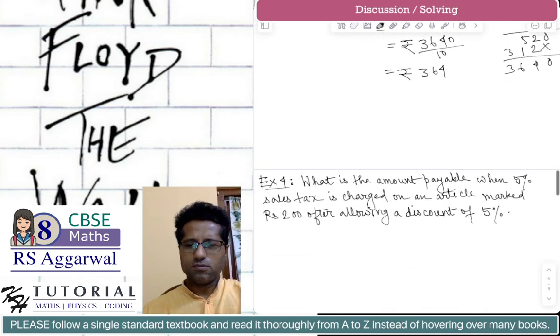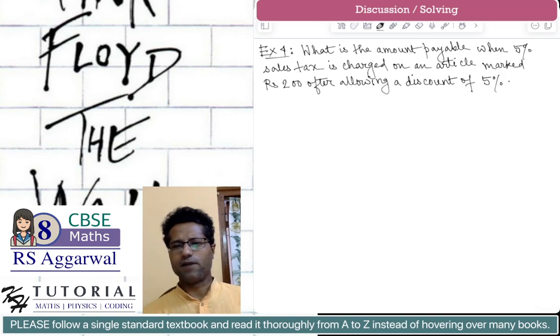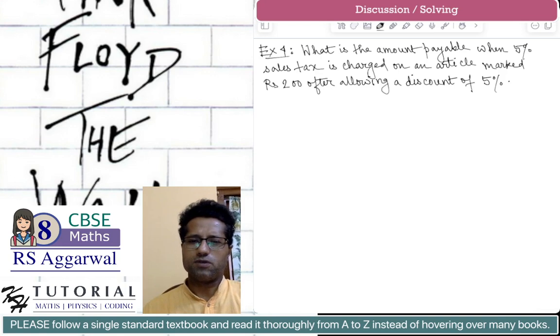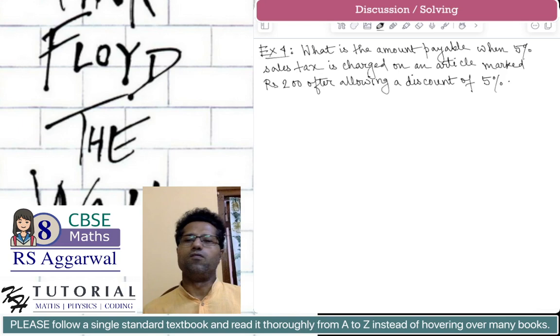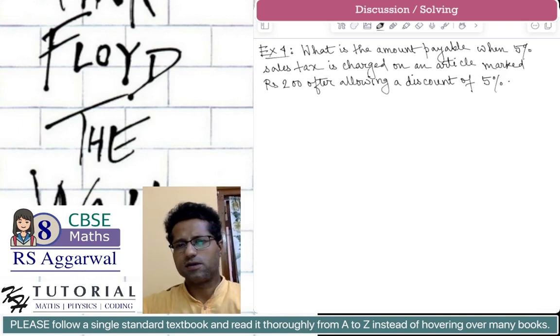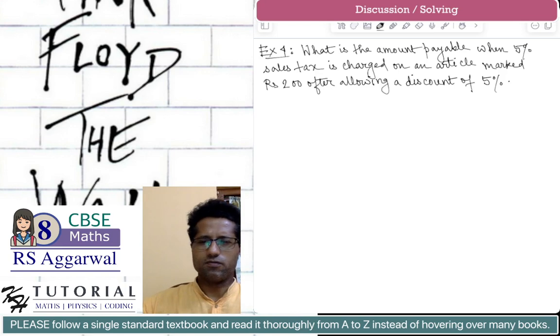Okay, let's do the next problem. What is the amount payable when 5% sales tax is charged on an article marked rupees 200 after allowing a discount of 5%? So we have to also consider the mark price.